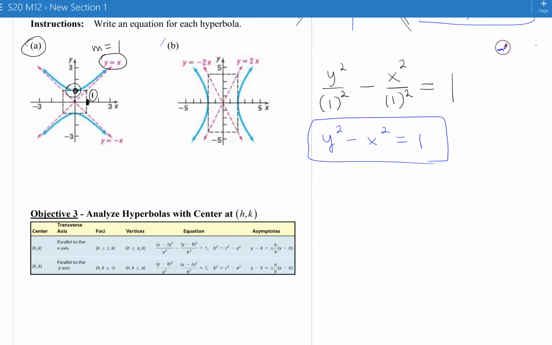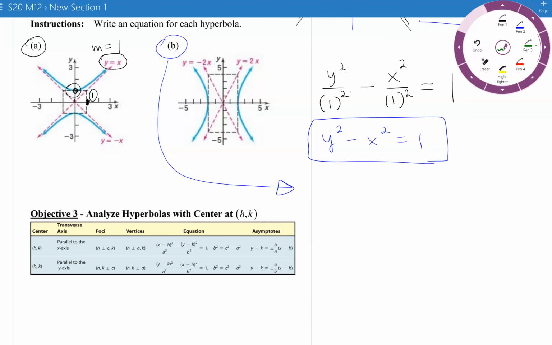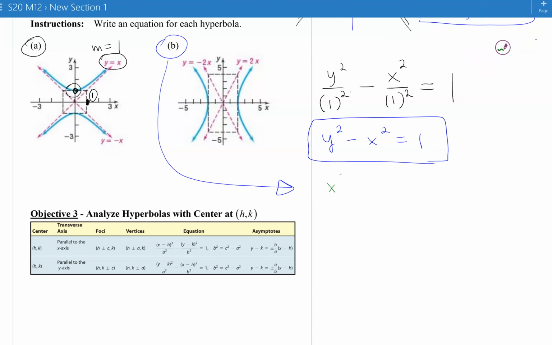Okay, so let's look at the second example. And here I'm cutting through the x-axis, so I know I'm going to have the x squared term first, minus, then the y squared term, and equals 1. So I write the part I know right off. So from the center to the vertex in the x direction is a distance of 2. So under x squared goes 2 squared.